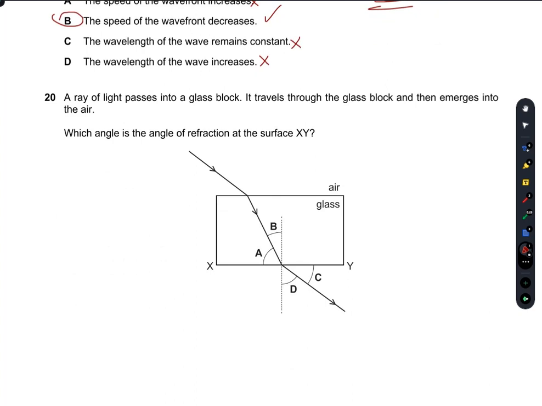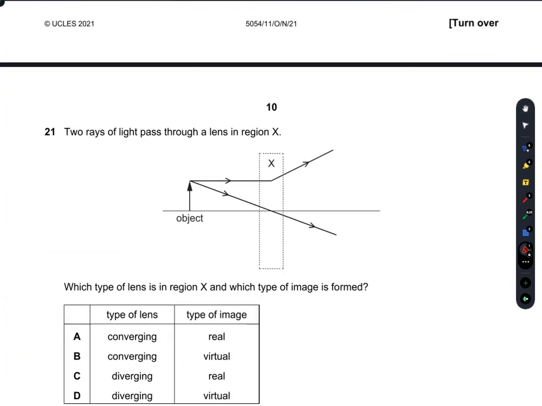A ray of light passes into a glass block. It travels through the glass block and then emerges into the air. Which angle is the angle of refraction at the surface XY? This is traveling and this emerges from here. The angle of refraction should always be touching the normal. So D here touches the normal and the ray emerges. So D is your right answer.